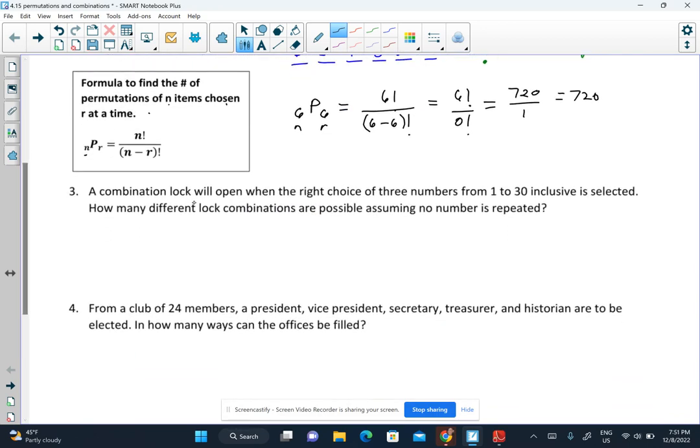We have a combination lock, and it will open with the right choice of 3 numbers. So we have 3 numbers that we have to choose, and we can select them from numbers 1 through 30 inclusive. And we want to find how many different lock combinations are possible, assuming we can't repeat any of the numbers. Now, this is a permutation because order matters.